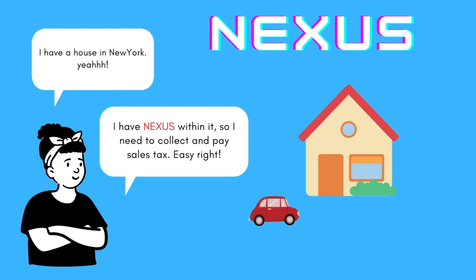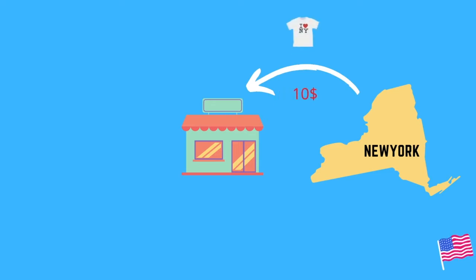This is really simple if you have the nexus in the state that you're living in. That means you own properties where you're living right now, and you need to collect the sales tax and pay it to the government. Let me give you a better example.